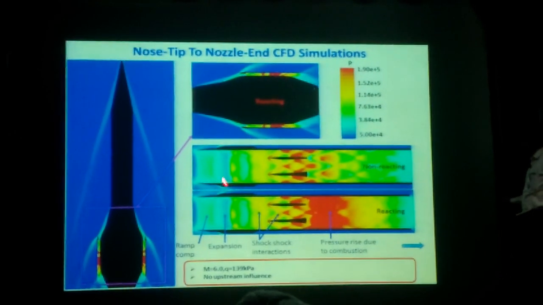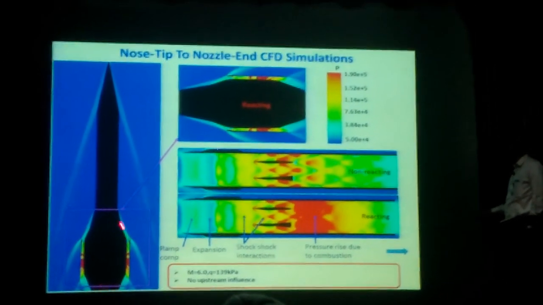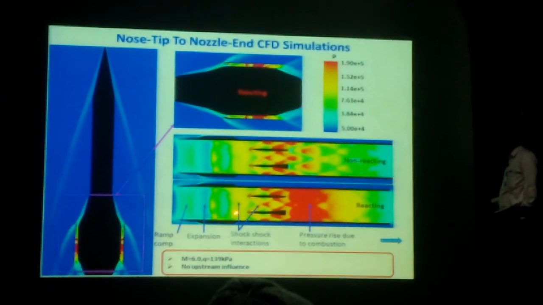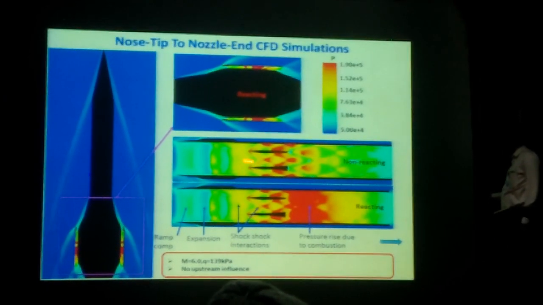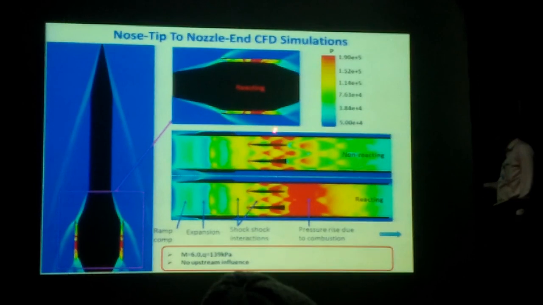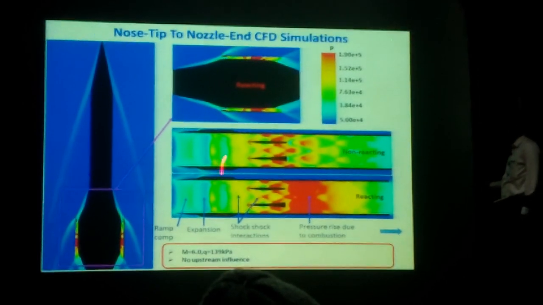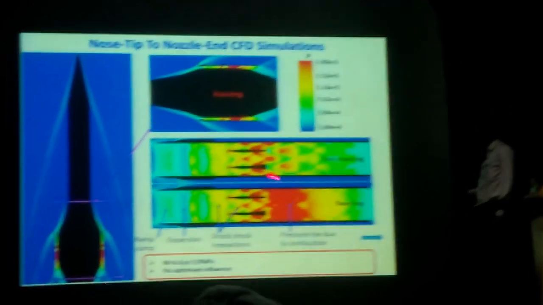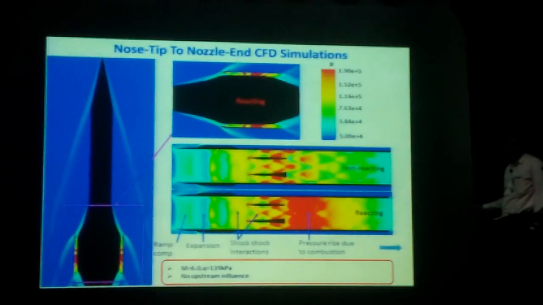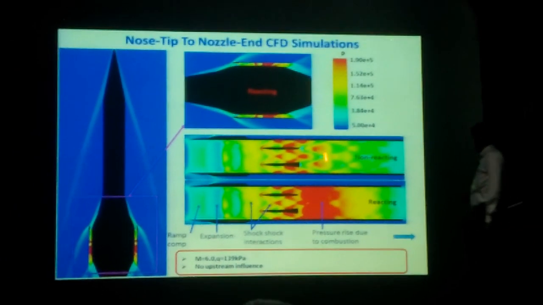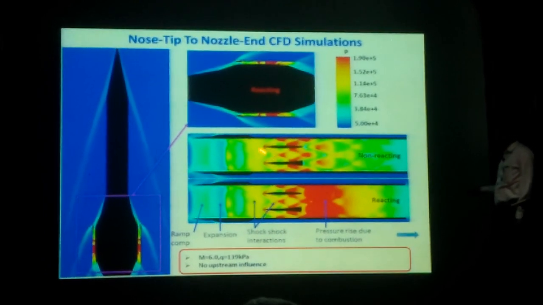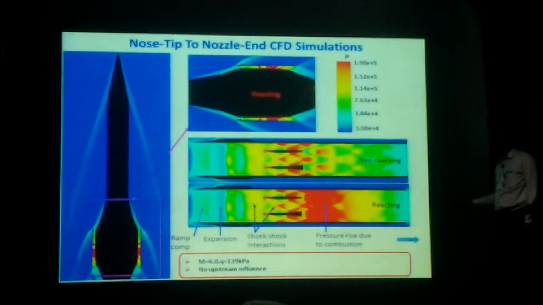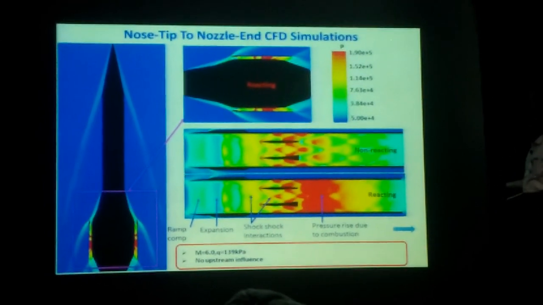So we can see here all the shocks: there is a ramp, first ramp, second ramp, and then you have the cowl. Then you have the expansion region, and then the shock-shock interaction. You can see that up to the strut end, you don't see any difference in the profile. Only behind the strut you have the pressure rise. So whatever pressure rise is there is not communicated forward. This is what is called supersonic combustion. The criterion is that when combustion takes place, it does not influence the upstream conditions. This was experimentally measured, and it proved that yes, we could indeed get supersonic combustion.